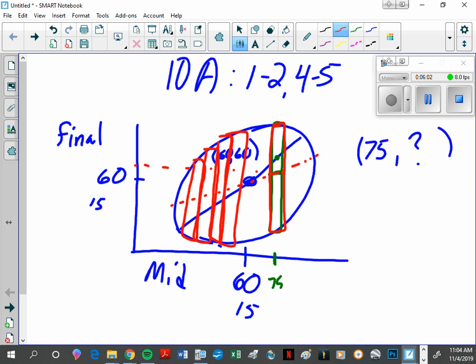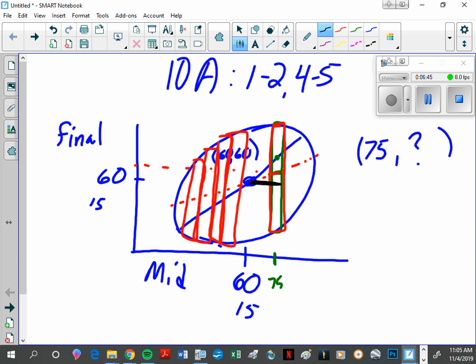So, how do we predict what your score on the final is going to be if we know that your score on the midterm was 75? You can do it backwards, but we're going to do it forward. We need to figure out how much better you did than average. What was your midterm score compared to the average? How much higher were you?